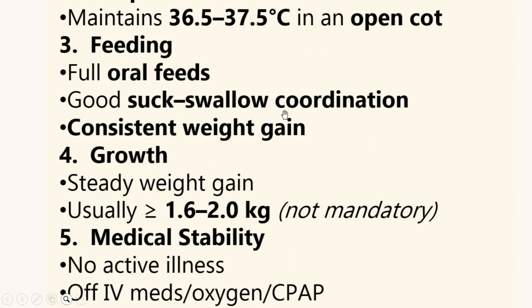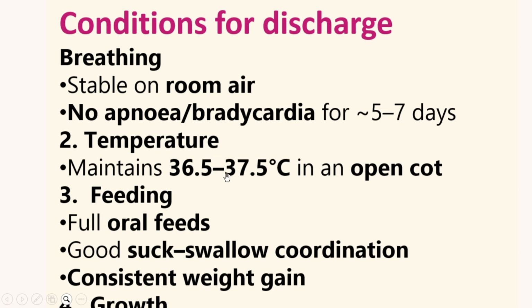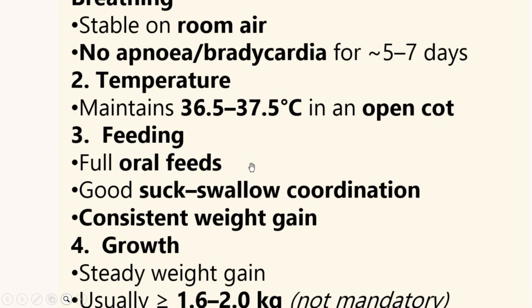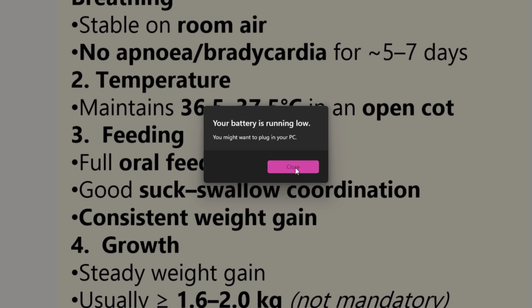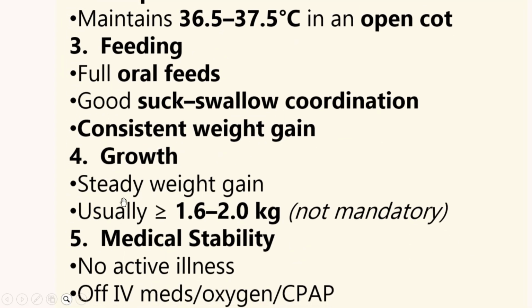Then the temperature should be now stable. This baby should be able to keep a stable temperature. And in an open cot, they should have a temperature of about 36.5 to 37.5. When it comes to feeding, they should be able to feed fully orally. You can't send a baby home when they're on TPN, total parenteral nutrition, of course. They should be able to feed well. And some people even, in fact, this is the best practice, consider to only discharge if they have a good suck and swallow coordination. Then, consistent weight gain is something that is important. The growth should be a steady weight gain, usually of 1.6 to 2 kgs, but it's not mandatory.